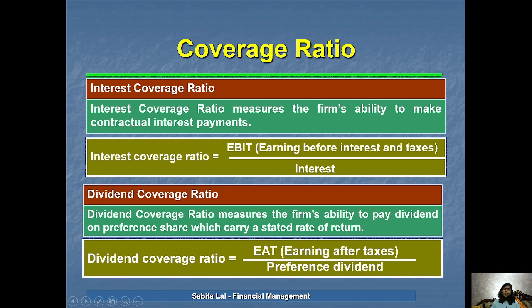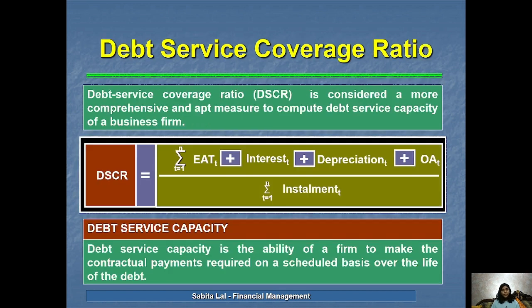So dividend coverage ratio measures the firm's ability to pay dividend on preference shares, which carry a stated rate of return. So dividend coverage ratio is also the same thing: your EAT or PAT divided by your preference dividend. So this is very important, and I gave all the formulas in an easy way so you are able to memorize them.